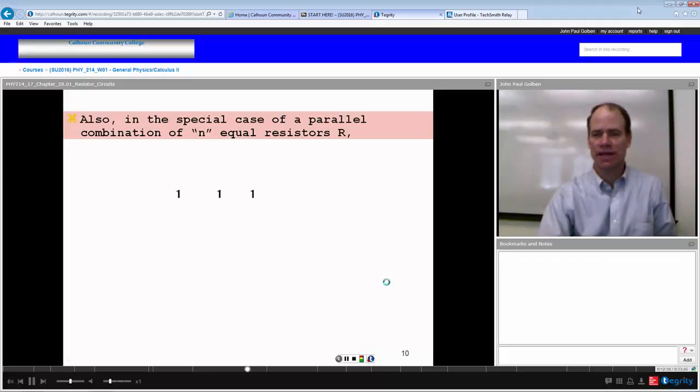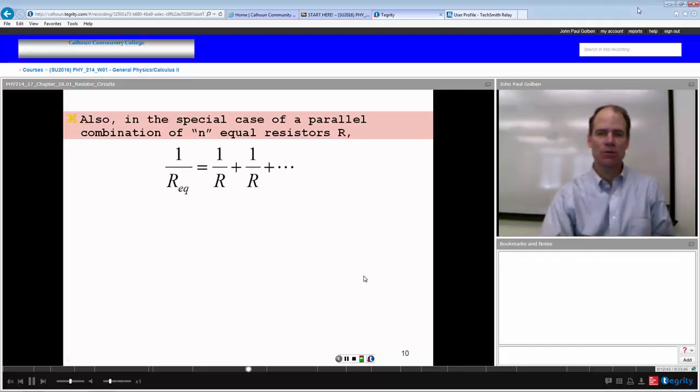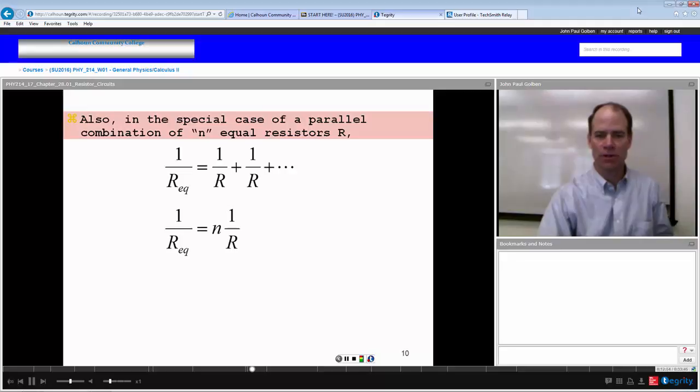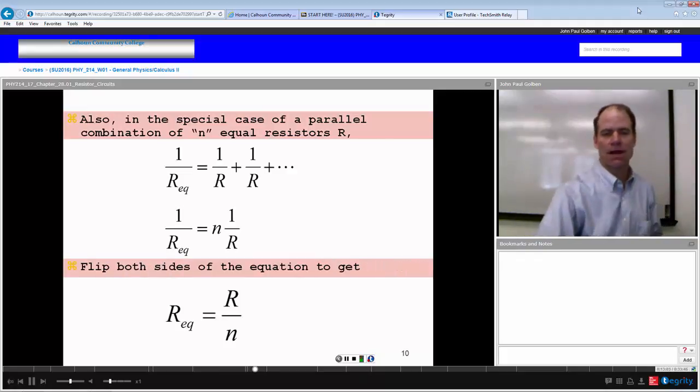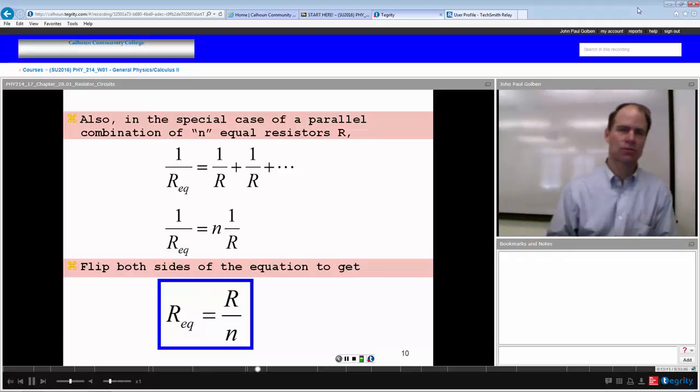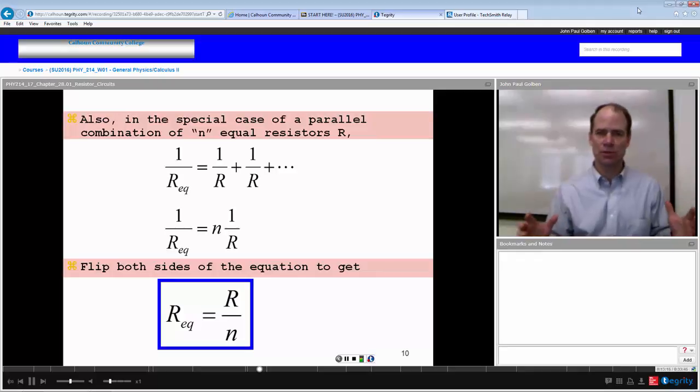In the special case where we have n equal resistors in parallel, then 1 over R equivalent is going to equal 1 over R plus 1 over R plus 1 over R, n times. So 1 over R equivalent will equal n times 1 over R. I could algebraically solve for R equivalent or just flip both sides, and I would have that R equivalent is equal to R divided by n. So if I had 5 2 ohm resistors in parallel, the equivalent resistance of that would be 2 divided by 5, or 0.4 ohms.